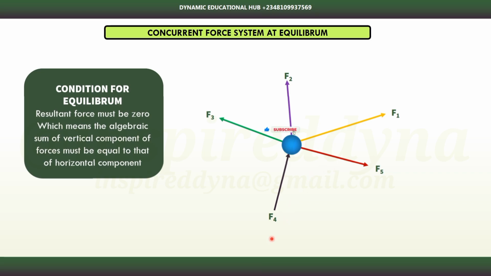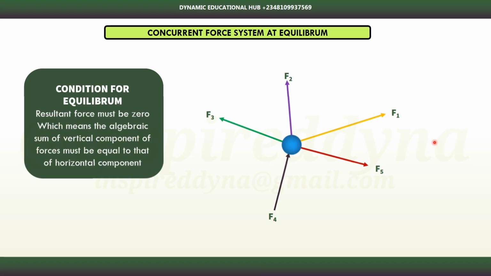Another thing we need to observe here, let's look at the direction. For F4, look at where it's pointing. So instead of having F4 here, we can have it here. So you need to consider the sign. It's acting upward. So instead of having it here, we can draw it here.